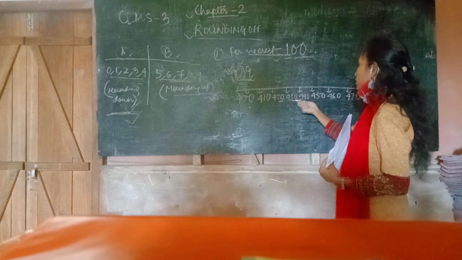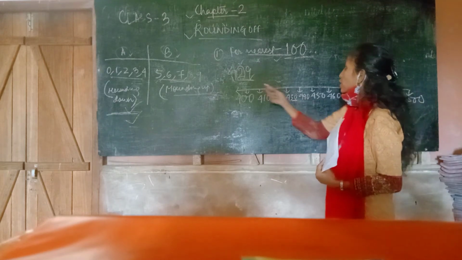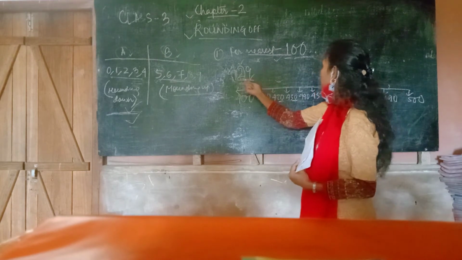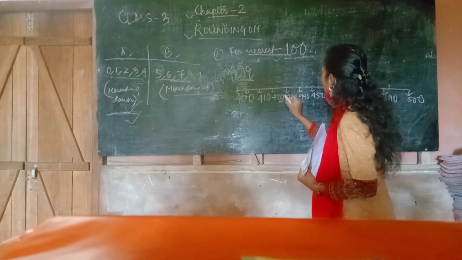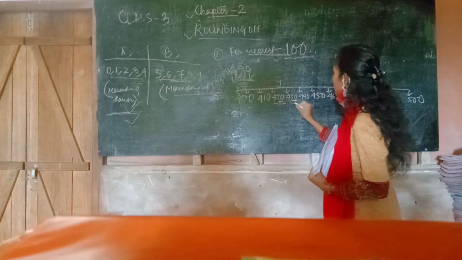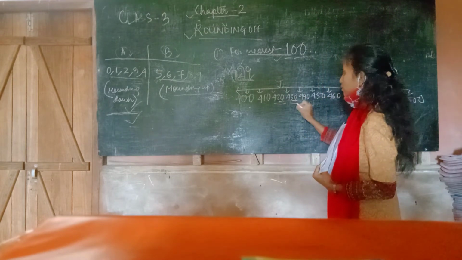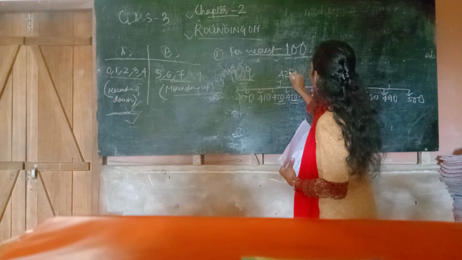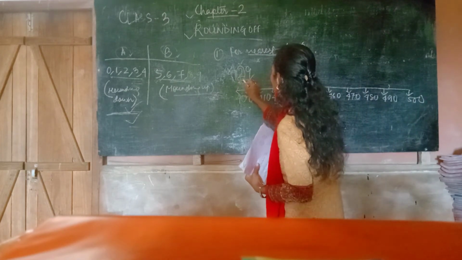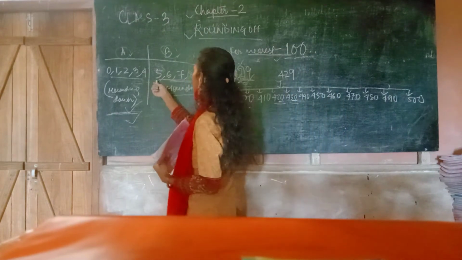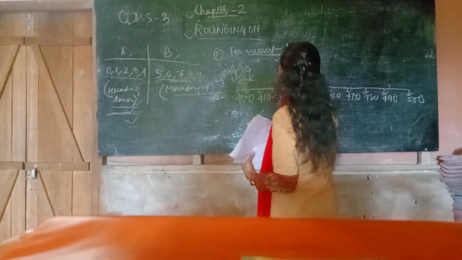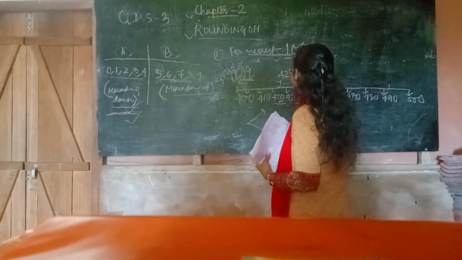29 lies between 20 and 30. So 429 lies between 420 and 430. That is 429. So you have to see the digit in the tens place: 2, which is less than 5, meaning rounding down.